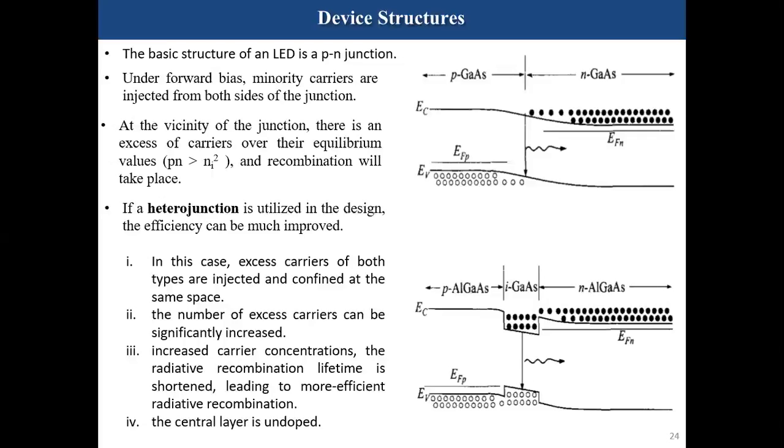The central region is undoped. So it's similar to the i layer in a silicon solar cell, where a lot of recombination actually takes place in the i layer, whereas the P and N type carriers are injected into the i part, where they can effectively increase the recombination.